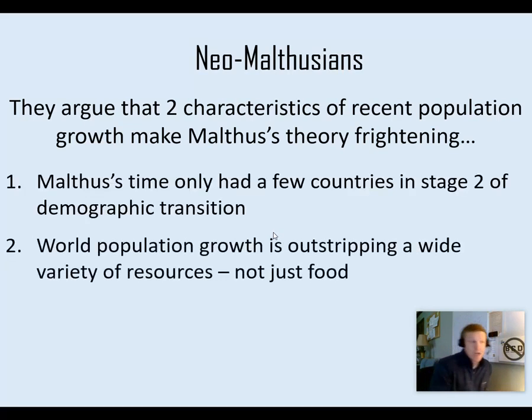They say that two characteristics of the recent population growth make it more frightening. One is the fact that there's a bunch of countries now in stage 2, whereas when Malthus was putting it down, only a few countries had entered stage 2, and they were the only ones in the history of the world to enter stage 2. The other thing they say is, okay, fine, we got it wrong on food, but it's not food. In the 80s and 90s, they were saying it's resources. We're going to run out of oil.